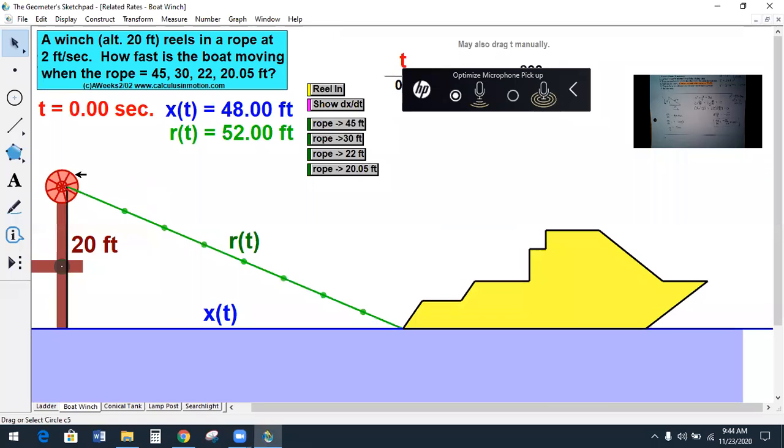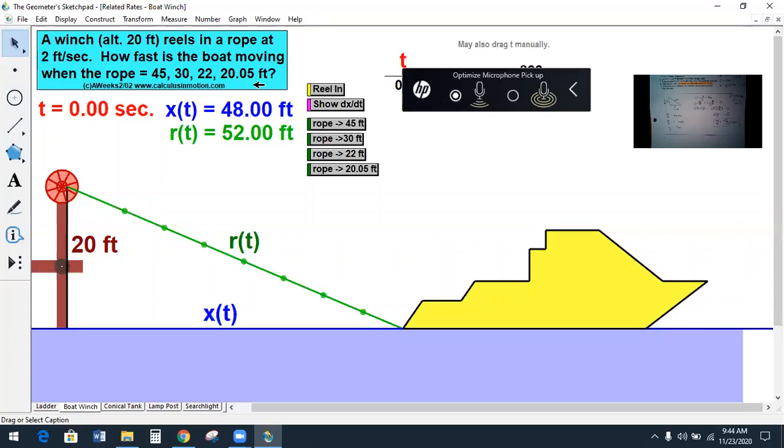All right, so a winch, which is this thing that's pulling in the boat, at an altitude of 20 feet. So it is 20 feet above the water. That 20 feet is constant. It is not an incredible growing dock. That is going to stay 20 feet. It is reeling in the rope at 2 feet per second. So this r distance, the rope, is being pulled in at 2 feet per second. How fast is the boat moving when the rope is at 45 feet?